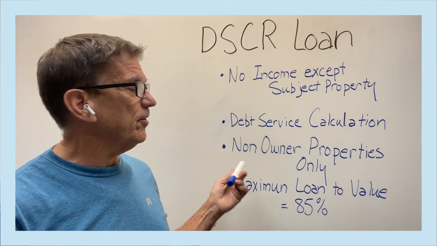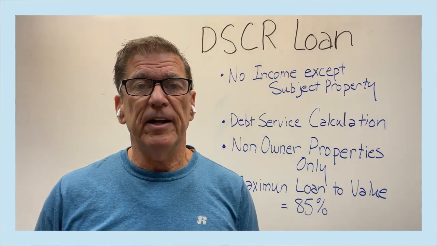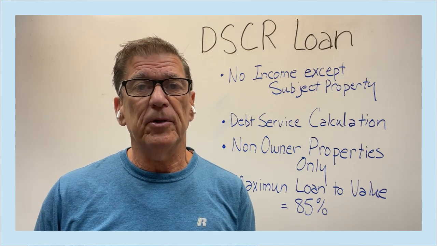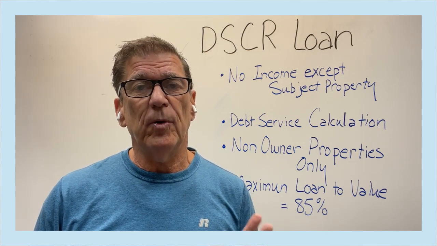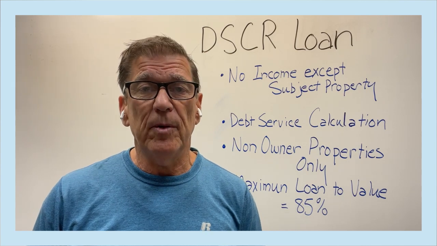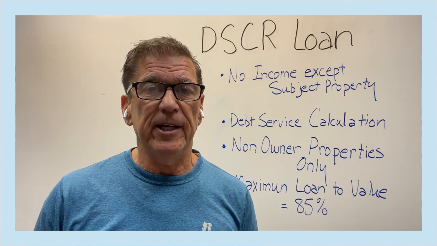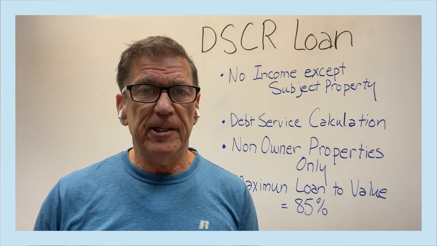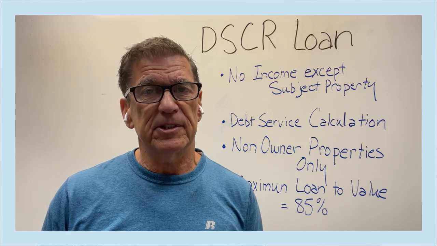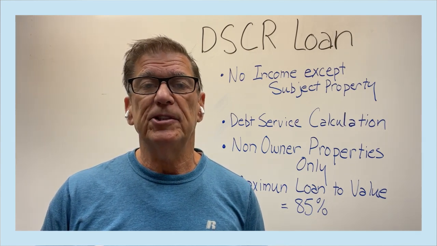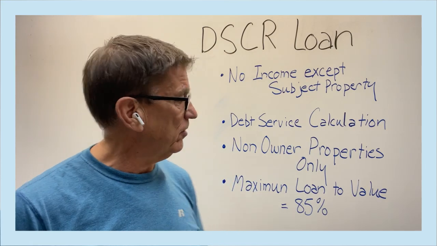Understand it's obviously for non-owner properties only. This is not a second home. This is not a primary residence loan. It is only for income producing properties. We typically go 1 to 4 units with this, but we can do more units than that, up to potentially 20 units. So if you have a 7 unit or an 8 unit, the guidelines are slightly different on that, but we can still do a simple debt service calculation, just like our 1 to 4 unit as well, and use just the income on the property to qualify for the loan.